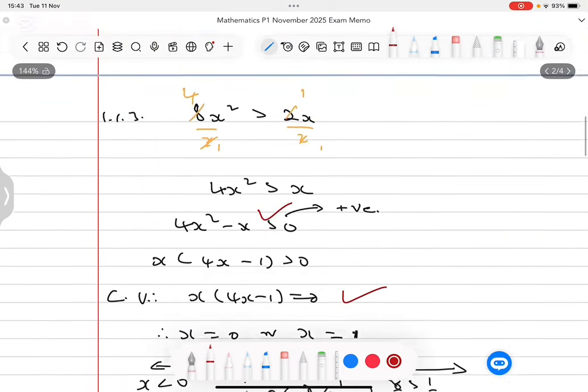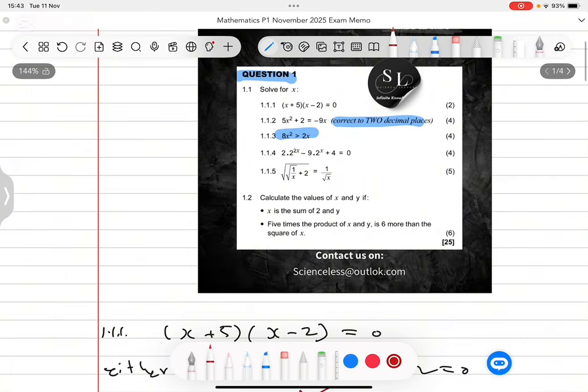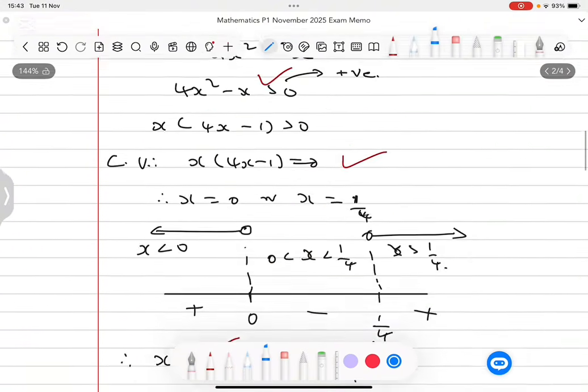Now we are going to go to the next question, which really looks at 1.5, where we are given the root of that whole thing and for 5 marks.